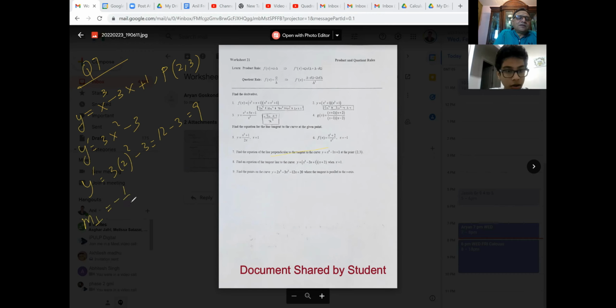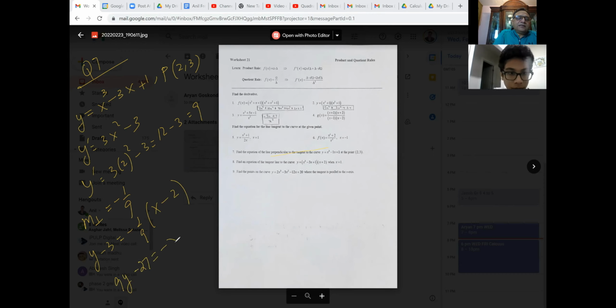Now you know the point, so you can find the equation, which is y minus 3 equals negative 1 over 9 times x minus 2. You get 9y minus 27 equals minus x plus 2. So x plus 9y minus 29 equals 0. So that becomes your equation, correct? So that is how you could easily do these questions.